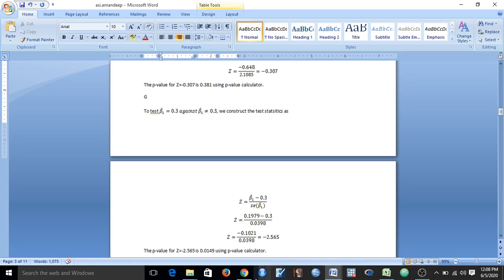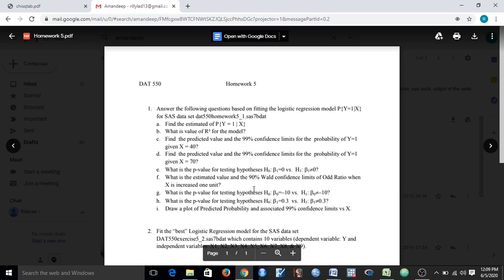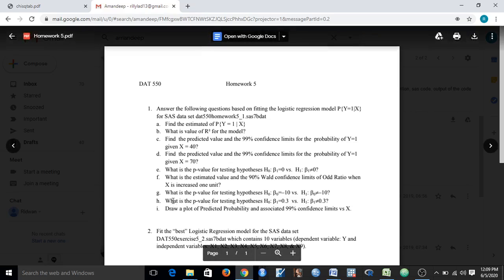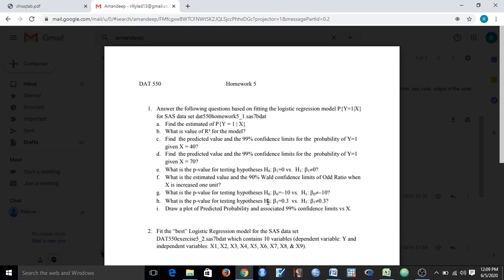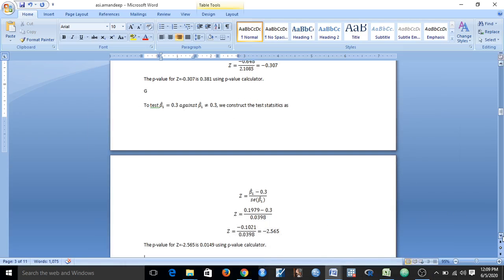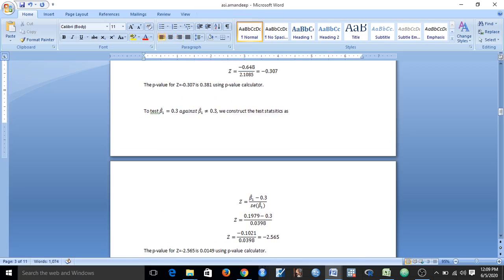Then the question, sorry, question H, asks: what is the p-value for testing hypothesis H naught, beta 1 is 0.3, against beta 1 is not equal to 0.3? So we can do that the same way we did this. To test this, we construct the test statistic as the estimated beta 1 minus the hypothesized value, all over the standard error of beta 1.